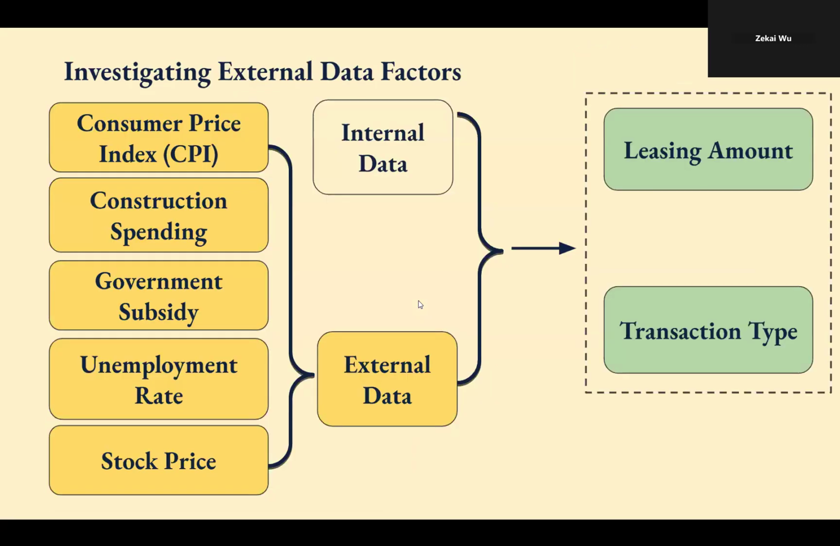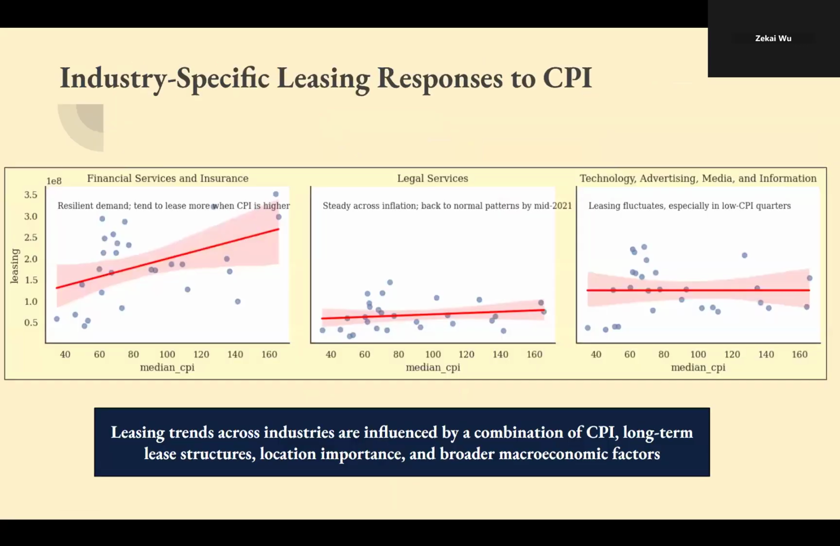So after looking at internal data, we also look into external data, including consumer price index, construction spending, government subsidy, unemployment rate, and stock price. Using CPI, we found that financial services has resilient demand in terms of CPI, legal services is steady across inflation, while tech services leasing fluctuates over time.